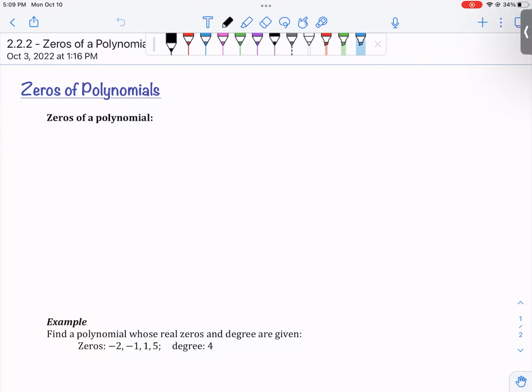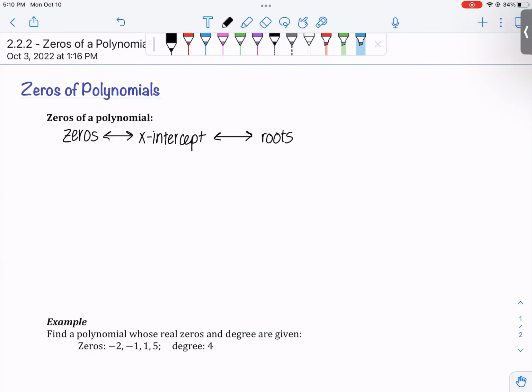Zeros of polynomials. All right. So there are some words that are going to be used interchangeably because they all refer more or less to the same concept. Those words are zeros, which mean the same thing as an x-intercept, which are going to mean the same thing as roots.